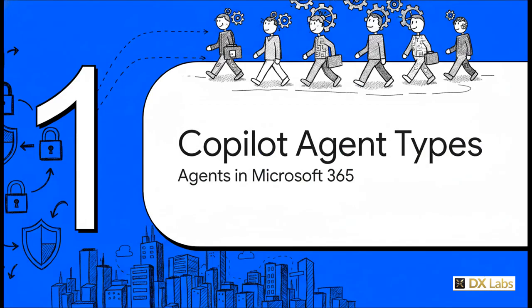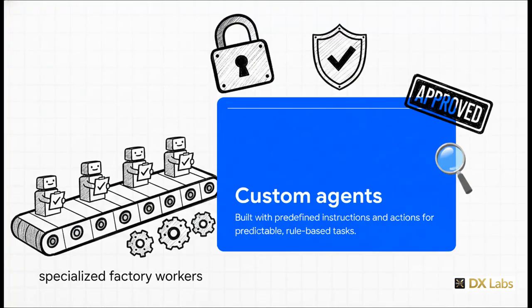Section 1. Copilot Agent Types. Think of these as the workers in your Microsoft 365 city. First up, we have custom agents. Think of these like highly specialized factory workers on an assembly line. Technically speaking, they're built with highly specific, predefined instructions designed for predictable, rule-based tasks. For your AB 900 exam, remember that because they interact directly with specific business processes, they require strict admin approval before they can ever be published and made available to your users.